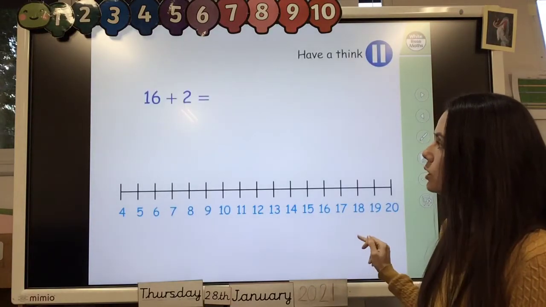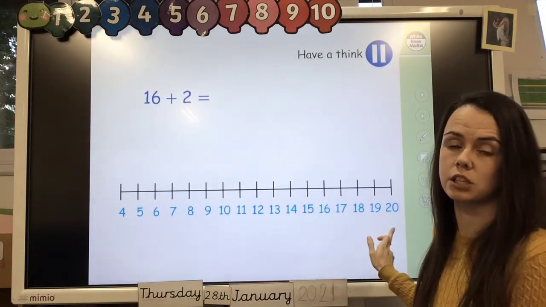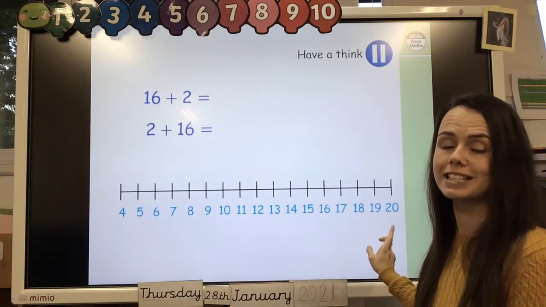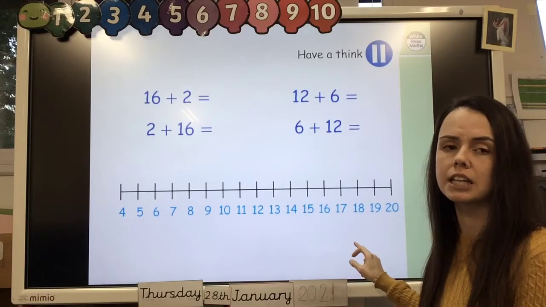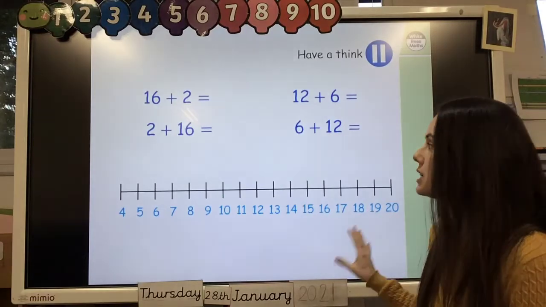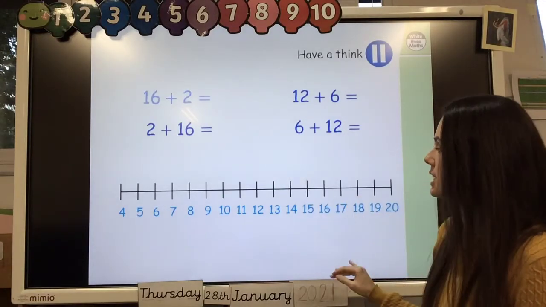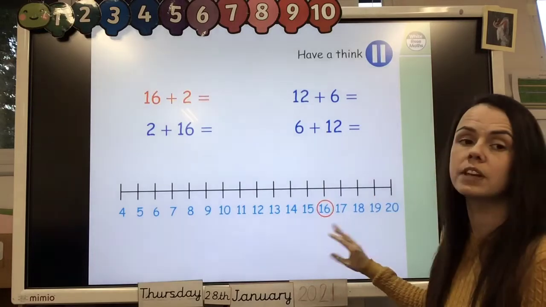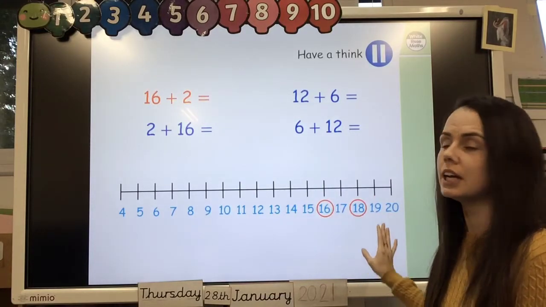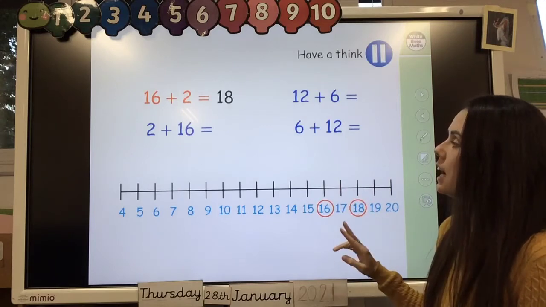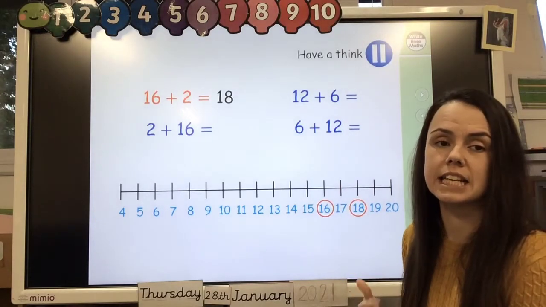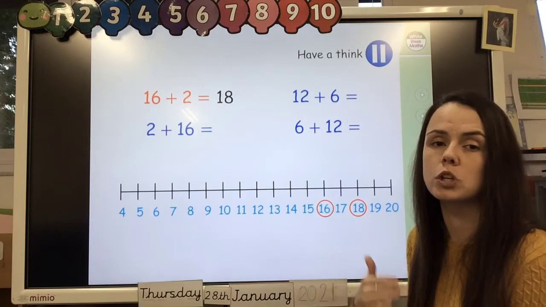Let's have a look at some more. So 16 add 2, 2 add 16, 12 add 6, and 6 add 12. So let's start by answering these ones. So 16 add 2, let's find 16. Add on 2 is 18, so we go 1, 2. So if 16 add 2 is 18, what's 2 add 16?